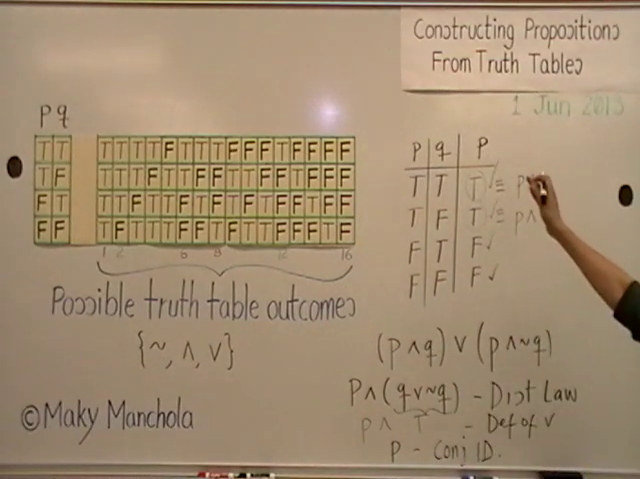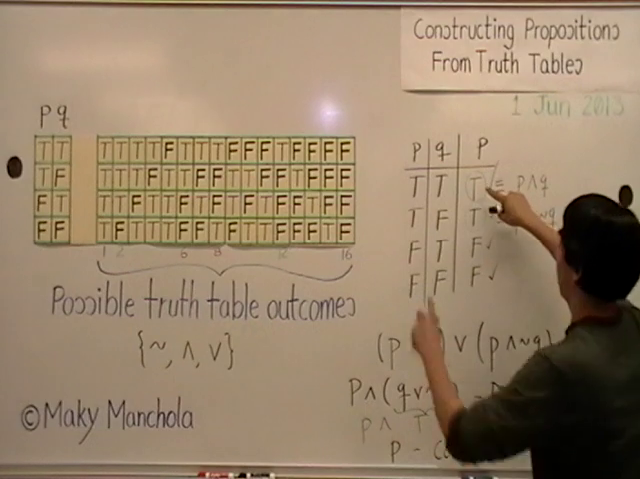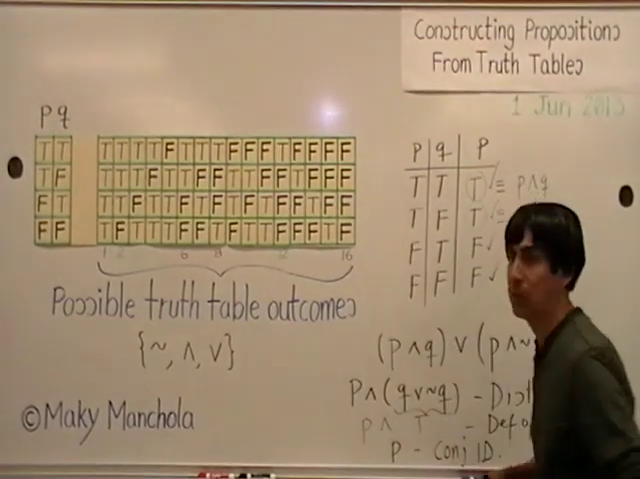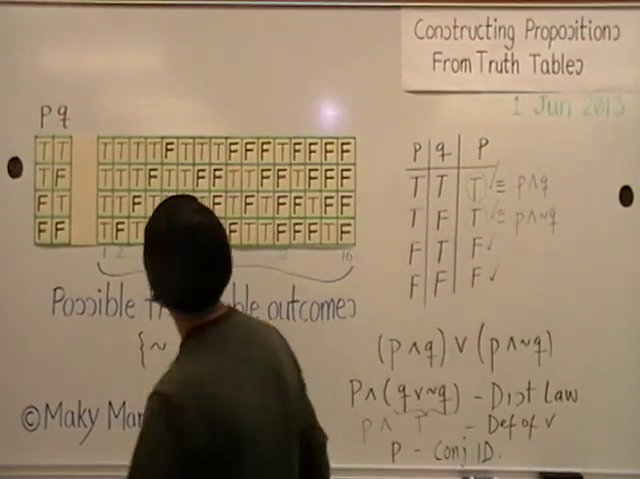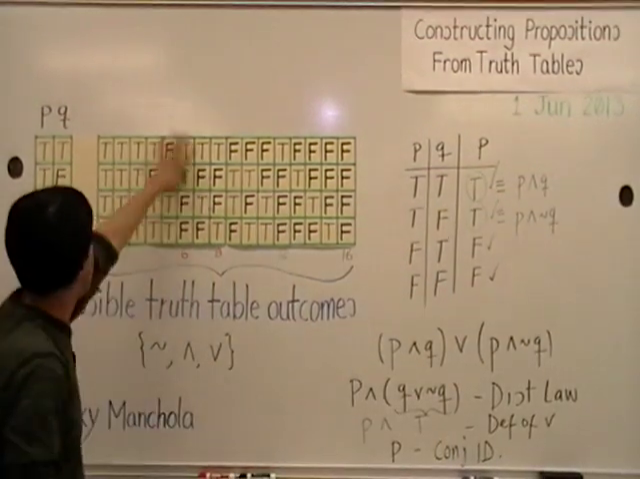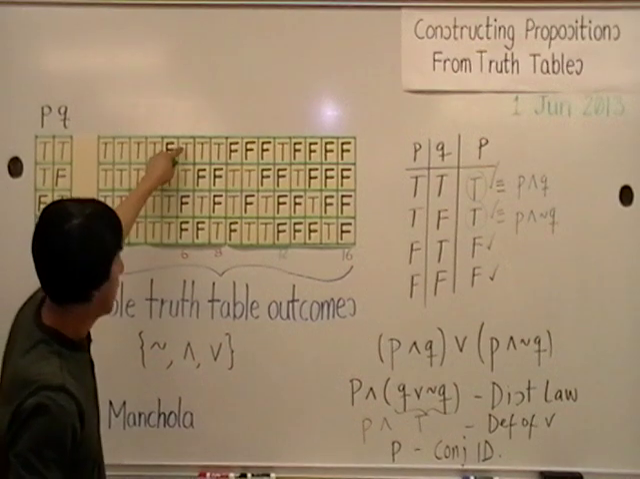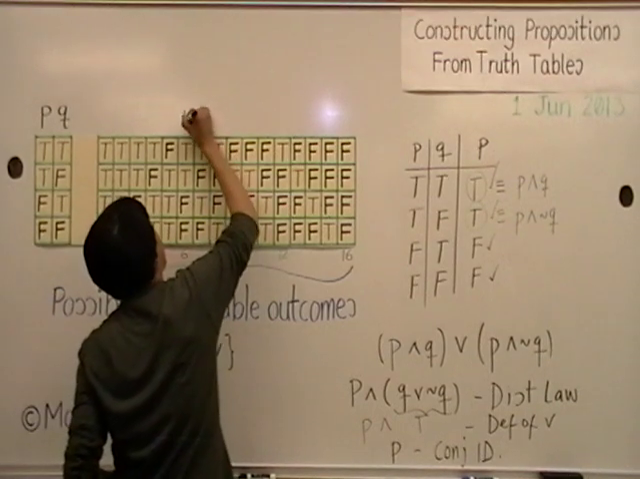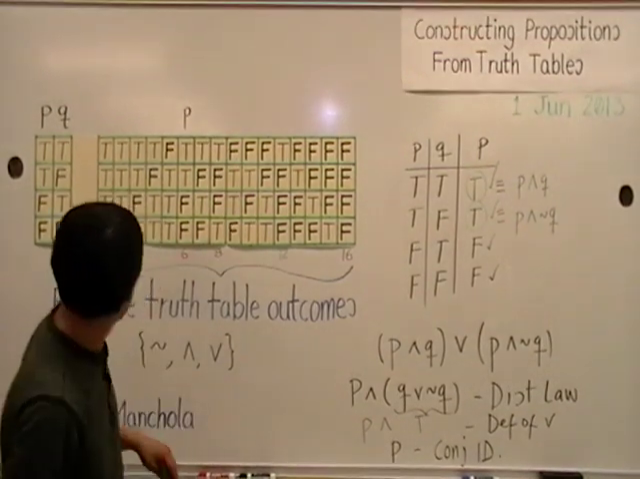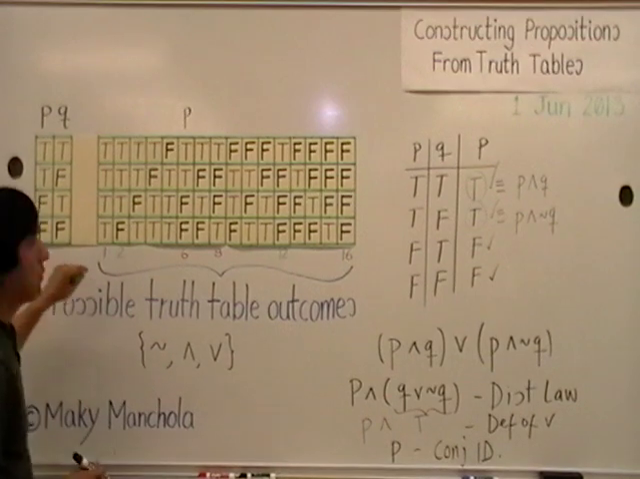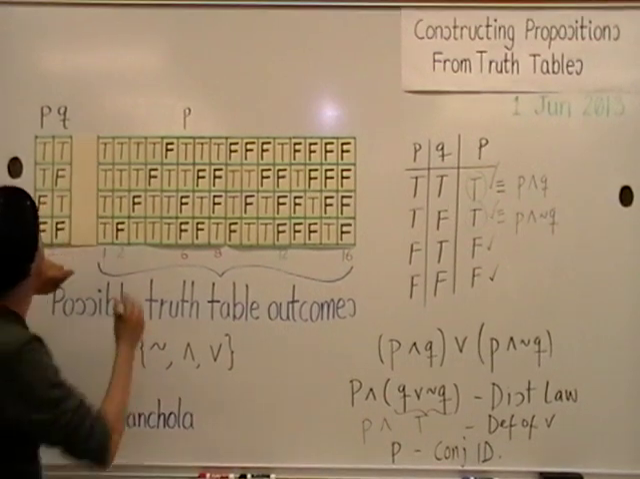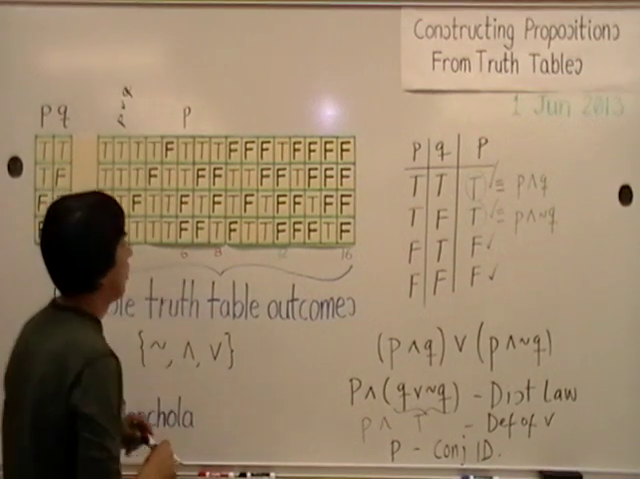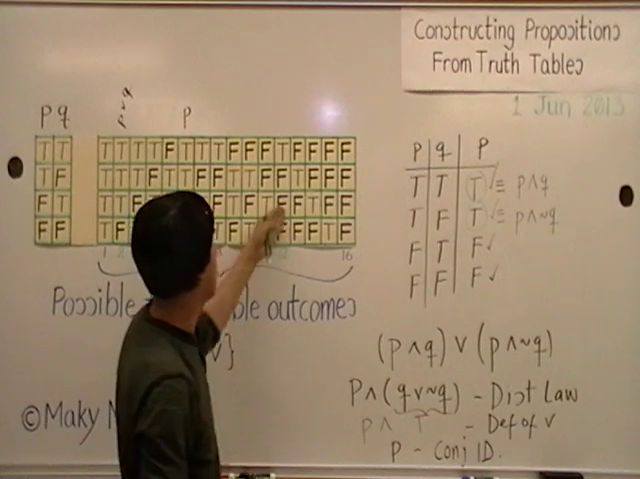Now, quick inspection reveals that that should be obvious, because that column, the outcome column, was actually identical to the P column. So we could start filling this in. The outcomes true, true, false, false. The proposition that gives that is P. Earlier we filled in P or Q, true, true, true, false. We also did P and Q, true, false, false, false.